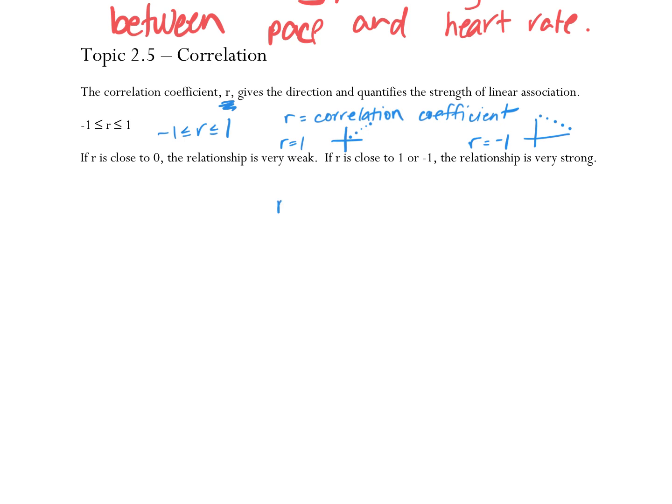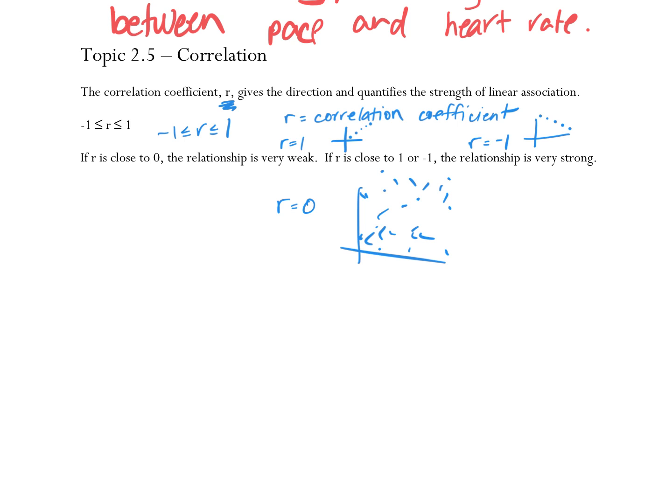If R equals 0, the scatter plot might look like this. No line is good. There's no relationship between these points. What's happening with X doesn't seem to influence Y at all.